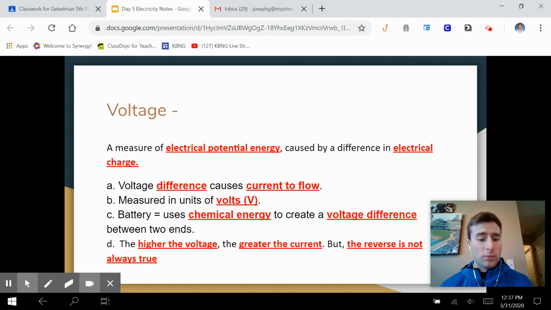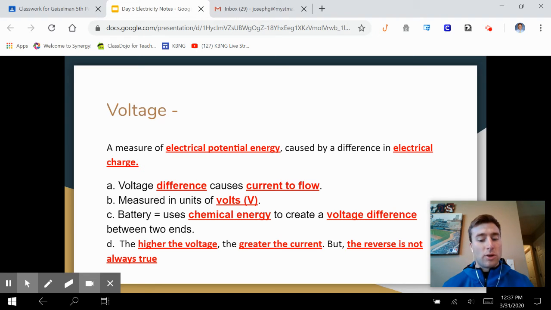There has to be a difference in voltage from one end of the battery to the other to cause current to flow, and we measure it in volts. You've probably heard that term before. Batteries use chemical energy to do that. Lithium batteries, like your cell phone battery, use lithium ions to create that potential difference. And we have the same kind of deal in outlets, but it's a little bit different. So we're going to have a different potential there.